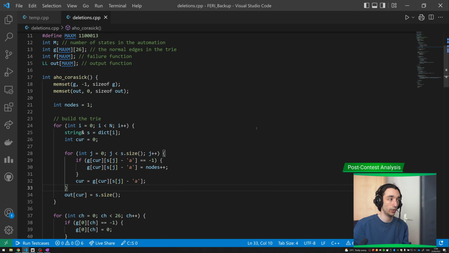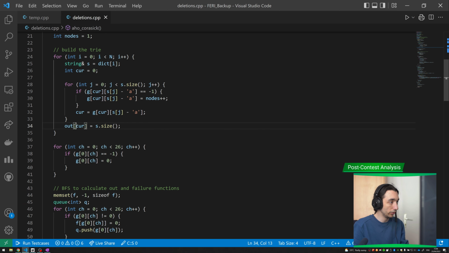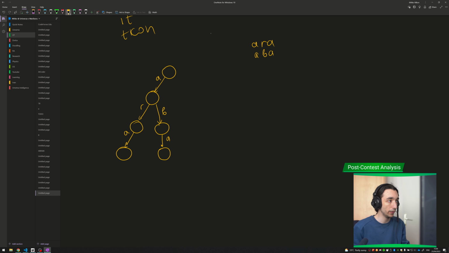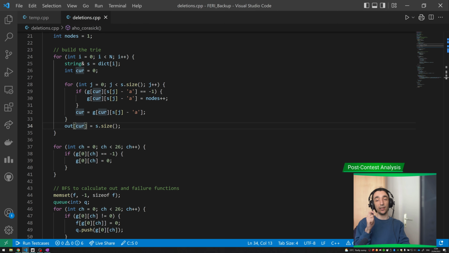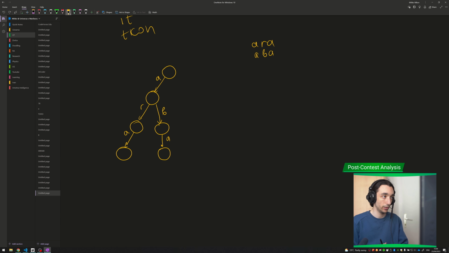When you finish building this trie, you want to remember some information about this state: if you have reached this match, what should I output? Now this is where it becomes very important to modify the tree. We store the size of the string. Why would you store the size of the string?